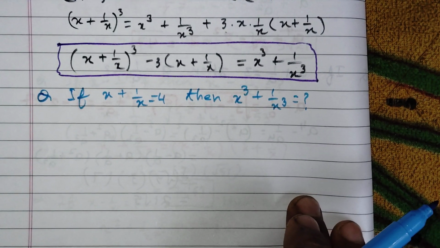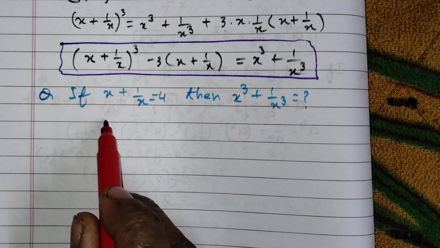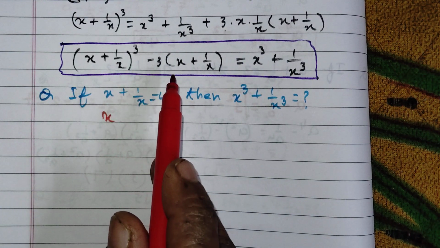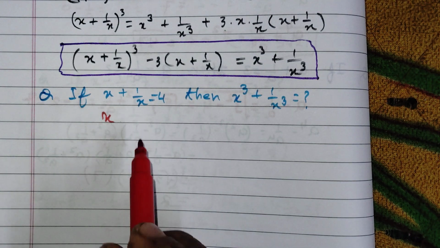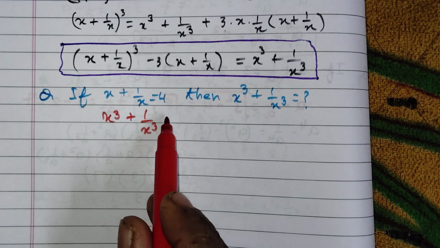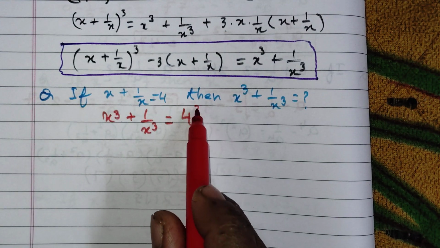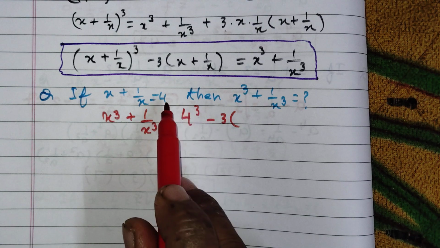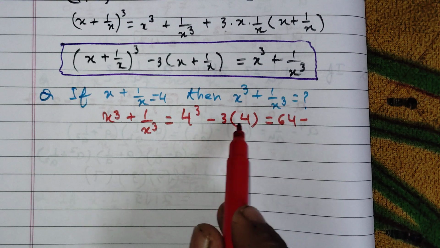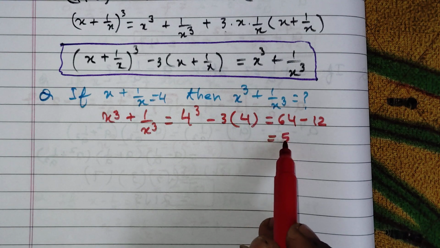So we know that in the above, x cube plus 1 upon x cube is equal to x plus 1 upon x whole cube minus 3 times x plus 1 upon x. So we write x cube plus 1 upon x cube. First we cube x plus 1 upon x, whose value is 4, so we write 4 cube, then minus 3 times x plus 1 upon x, which is given as 4. 4 cube is 64, minus 3 times 4 is 12. 64 minus 12, we get 52. 52 is the answer.